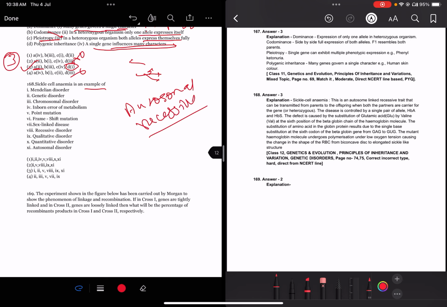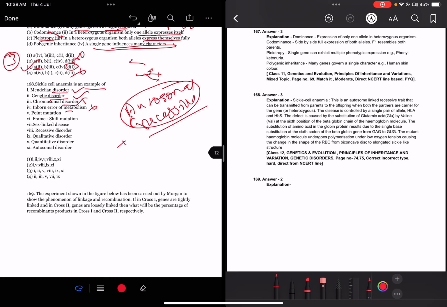So autosomal recessive trait. Mendelian disorder. This is a type of Mendelian disorder. This is a genetic disorder. All Mendelian disorders are genetic disorders only. This is the chromosomal disorder. Autosomal recessive character means it is a chromosomal disorder? No, recessive means it is a gene disorder. This is a genetic disorder. So, inborn error of metabolism.